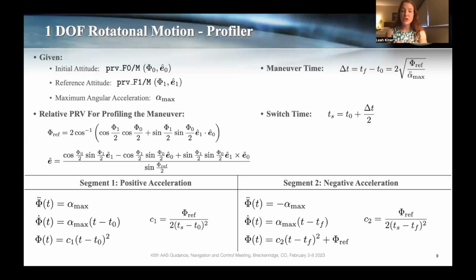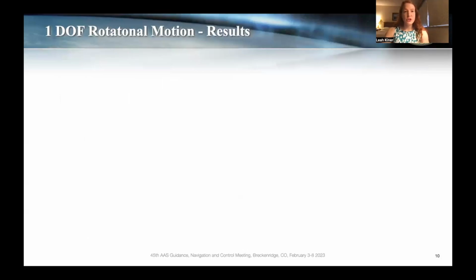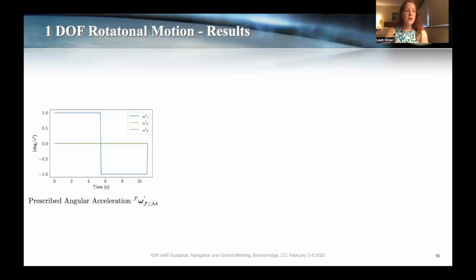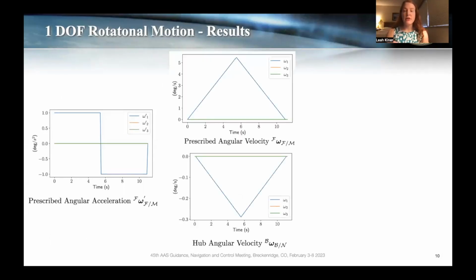And then for our segment 2, we essentially have the same thing, except we have a negative acceleration here. So now for our rotational motion results, we have our prescribed angular acceleration exactly as we expect for our maneuver. And then we also have our prescribed angular velocity, which is linear, and we reach a 0 state of angular velocity at the end of our maneuver.